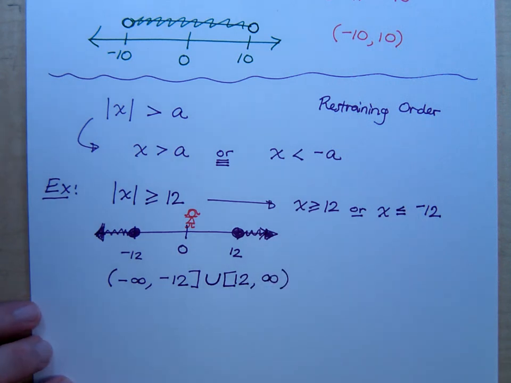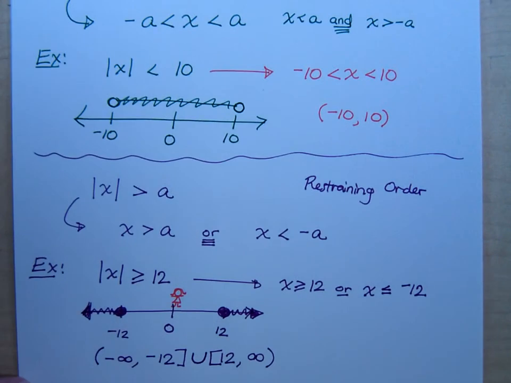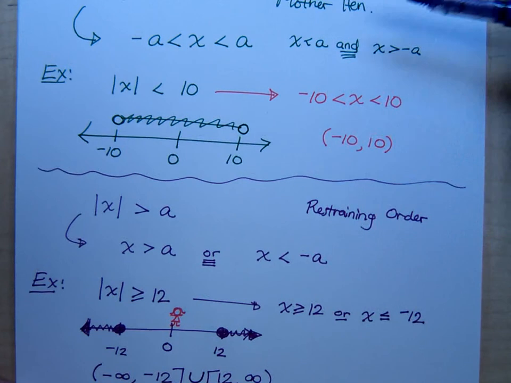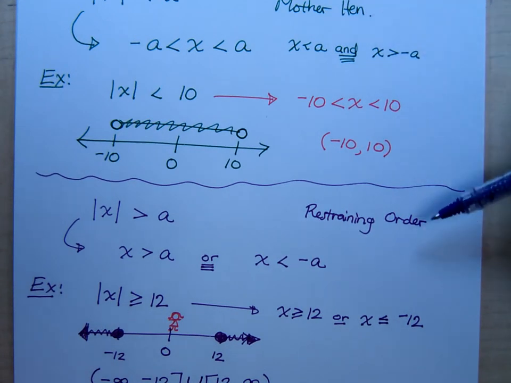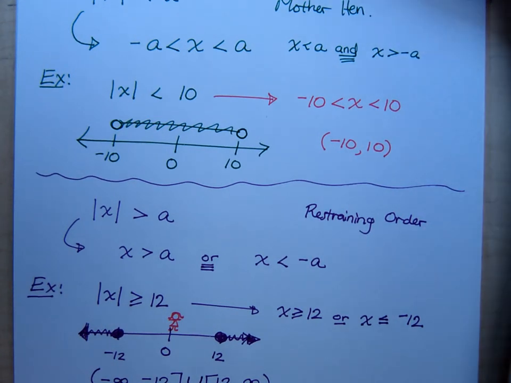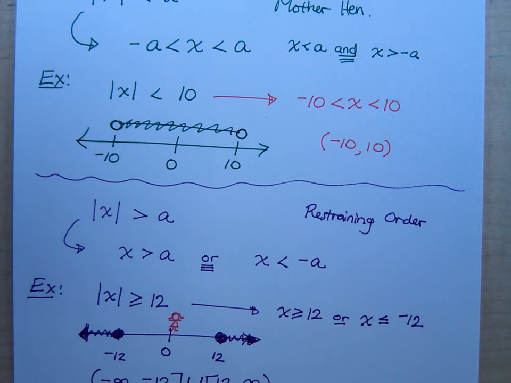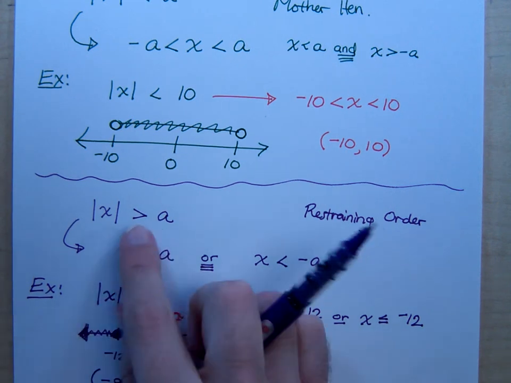Okay. So this is the basics of working with absolute value inequalities. You've got your two main situations. You've got your mother hen, you've got your restraining order. And it's all about understanding how you read this. Knowing that your distance, if it's less than something, that means you need to stay within. But if you want your distance to be more than, that means I need you to stay away. That's like me. You do not get close to me.